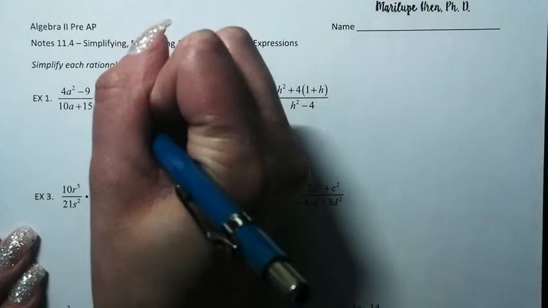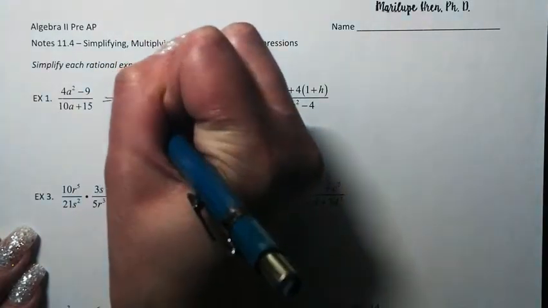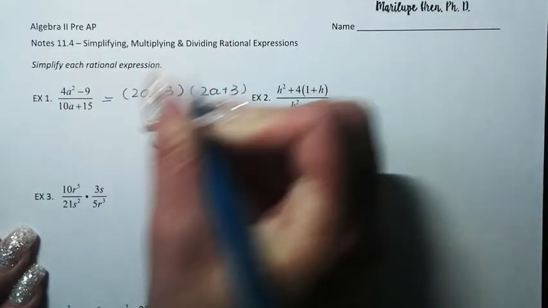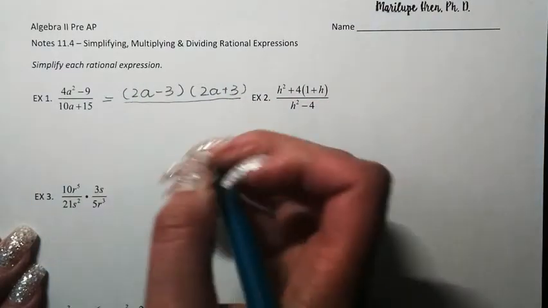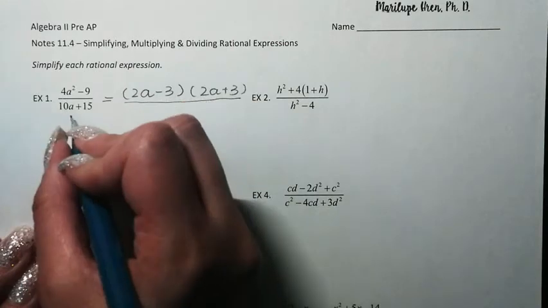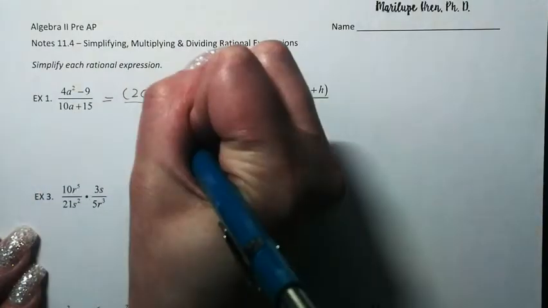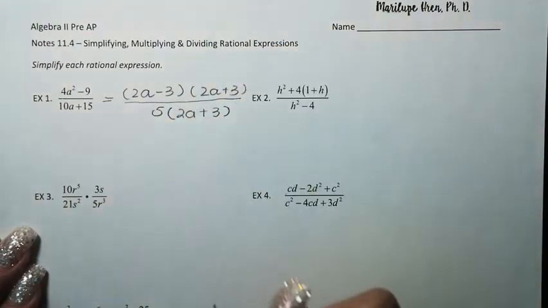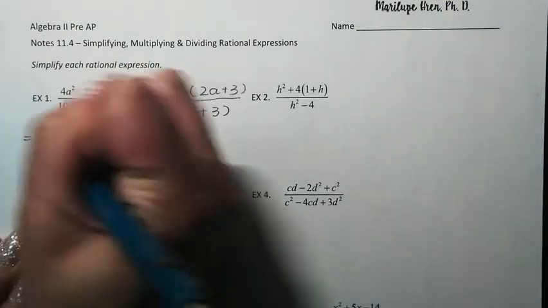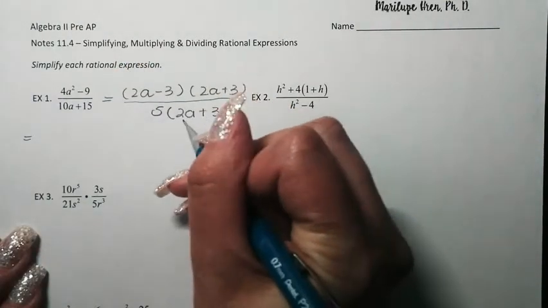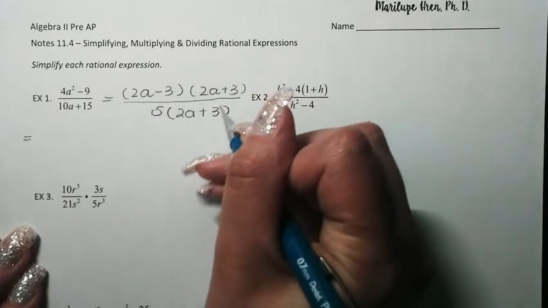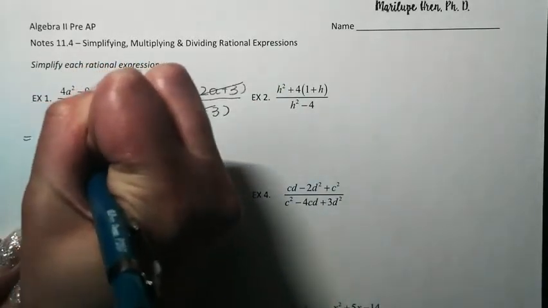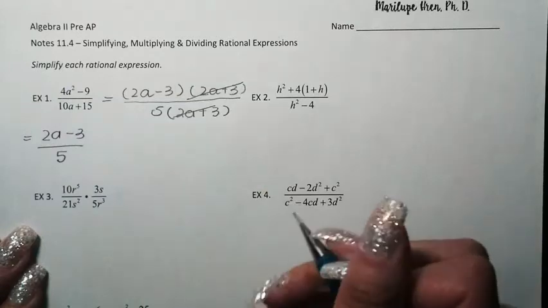So what we can do here is decompose this as 2a minus 3 times 2a plus 3. After that, in the denominator, you are going to see that this has the 5 in common, so you have 5 times 2a plus 3. At that point you need to stop and ask yourself, can you cancel stuff? And the answer is yes. You can see that 2a plus 3 is a factor of the denominator and the numerator, therefore we cancel it out. So you have 2a minus 3 divided by 5, and that's it.